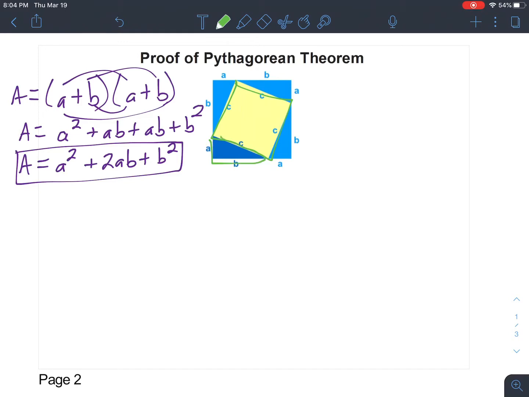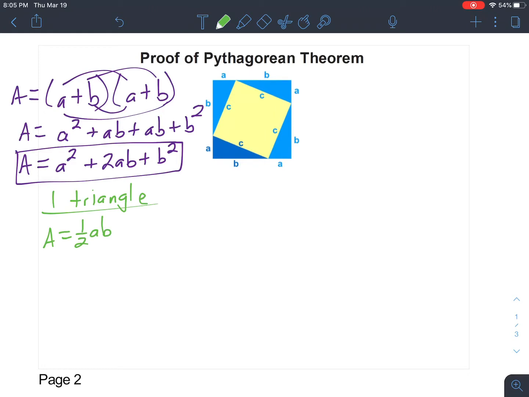Now the second way that we're going to do it is we've put this smaller square inside, and then we also have four right triangles. So we're going to find the area of the yellow square and the area of the blue triangles, and then if we add those together, that should give us an area that is the same as that.